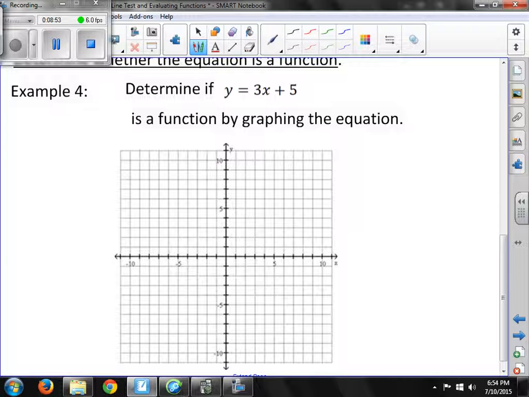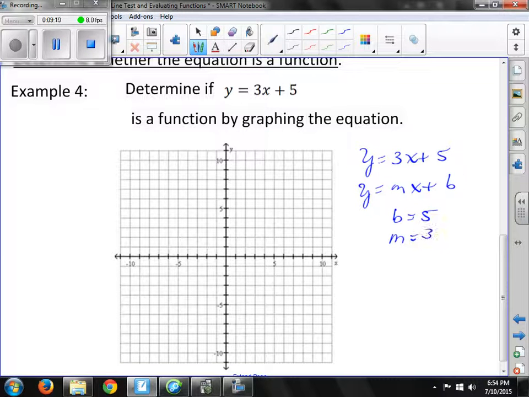In this one, we'll draw ourselves. We have the equation y equals 3x plus 5. If you remember y equals mx plus b form, b is 5, the beginning point is 5, and the slope is 3 over 1. So it begins at 5, and it goes up 1, 2, 3, and over 1. So this graph looks like this.